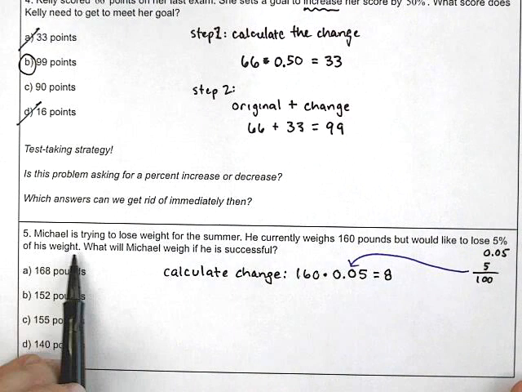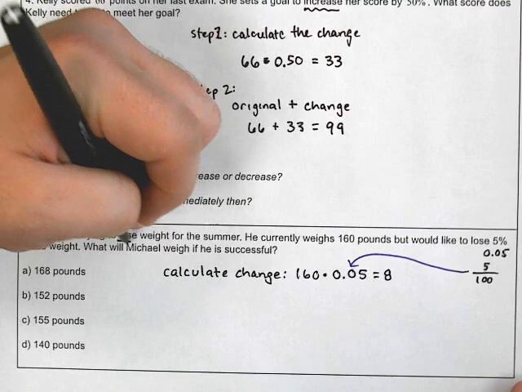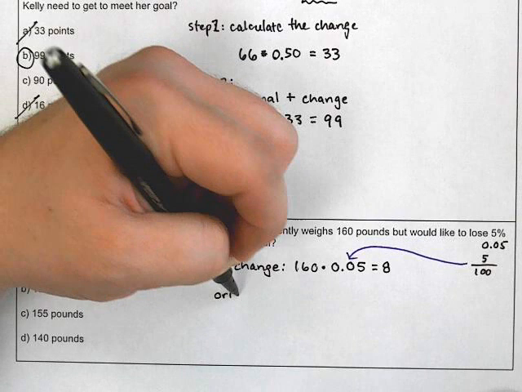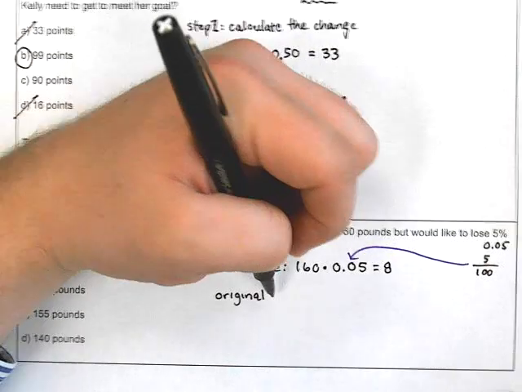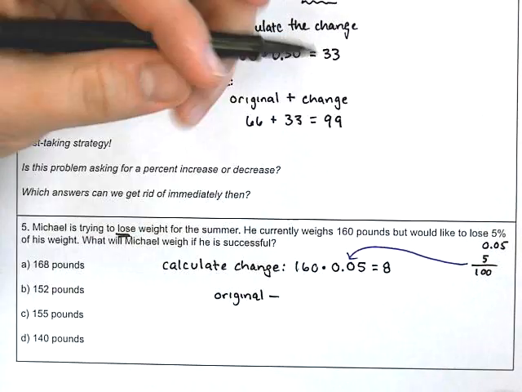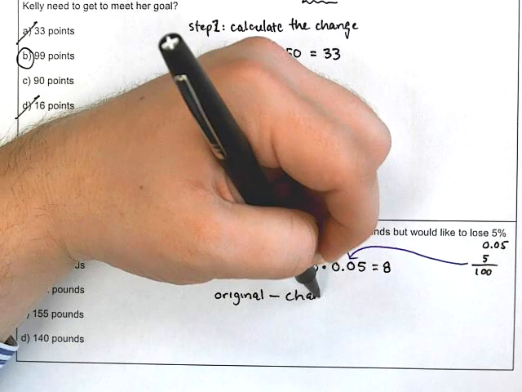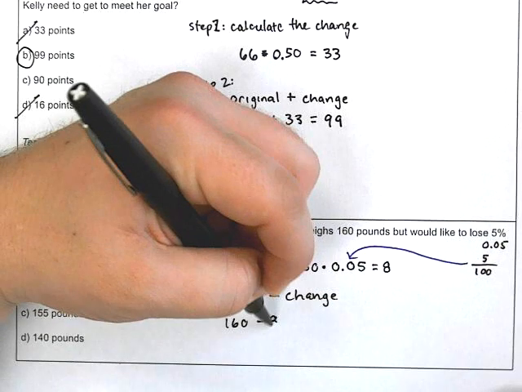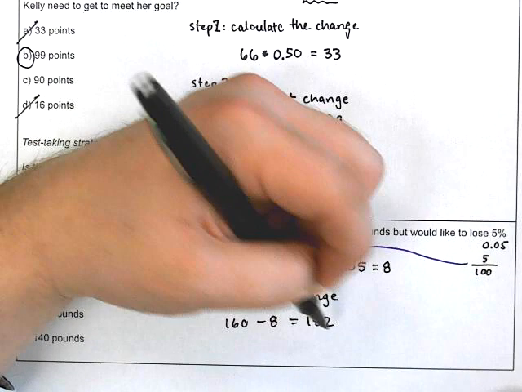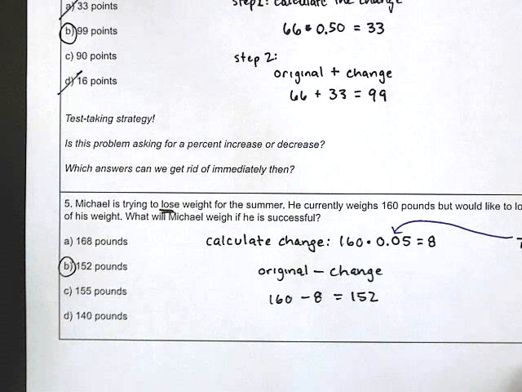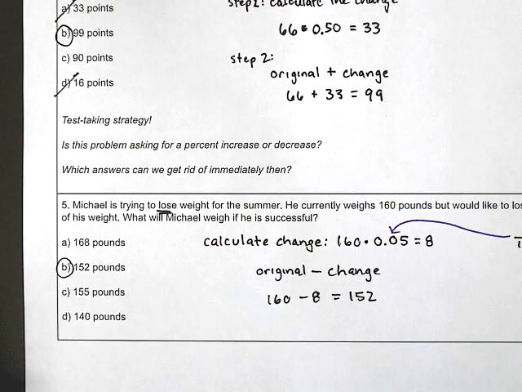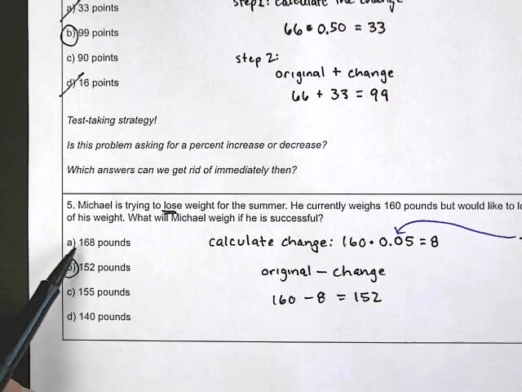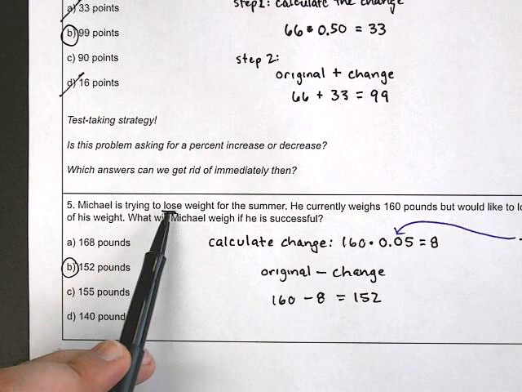What's happening here? Michael's trying to lose weight. So that means, what are we going to do? We're going to take the original here, and are we going to add 8 or are we going to subtract? We're going to have to subtract in this case. So original minus the change. And so 160 minus 8 equals 152, and now we can circle. You guys could have used the same test-taking strategy on this one for at least one of the answers, right? It can't be 168. That would have been increasing. He wouldn't have lost weight there.